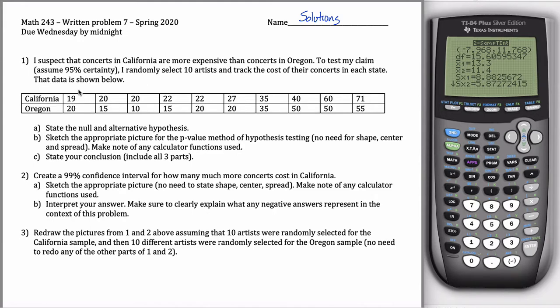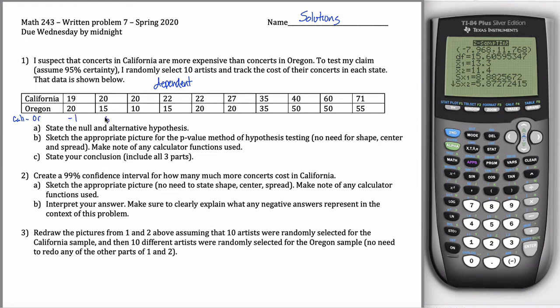All right, here's some artist, and that artist charged $19 in California and $20 in Oregon. The fact that it's the same artist tells us that this is dependent data, and that's really important, that we have this matched pairs design. That tells us that we don't really care about the California or the Oregon. We really care about the differences. Maybe Cali minus Oregon. So 19 minus 20 gives me -1.